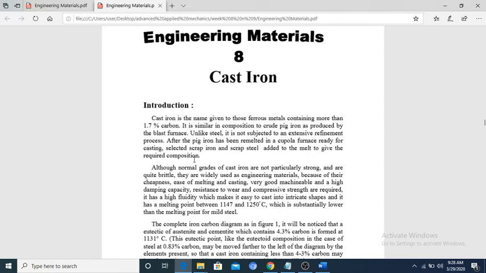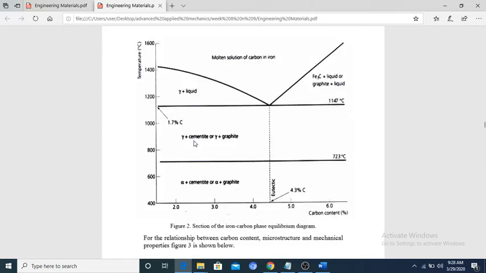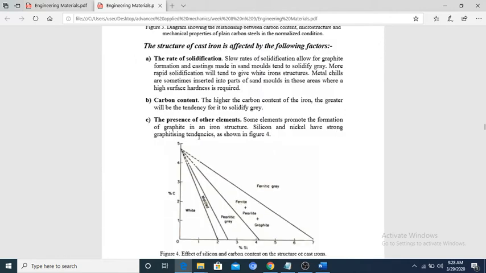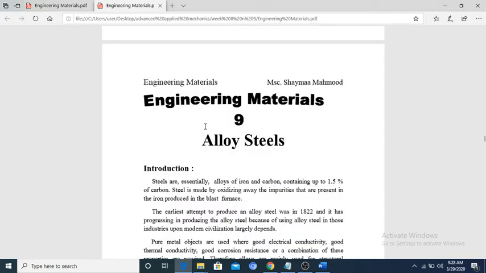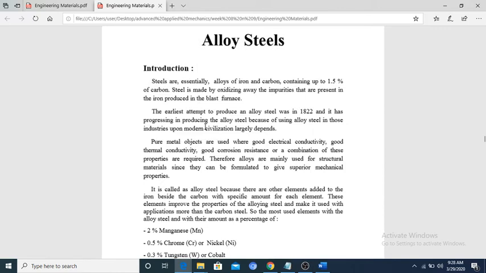So this one is cast iron. What is cast iron? You can see for this cast iron, the phase diagram of the iron. Number 9 is the alloy steel. What is alloy steel? You can go through this. What is alloy steel?